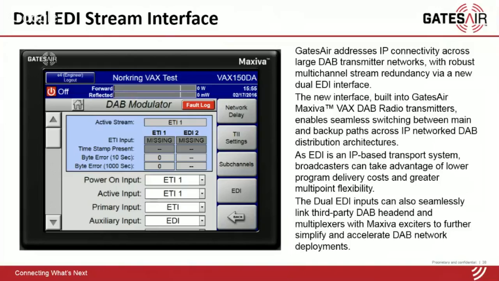One of the big draws of our system right now is our work around the EDI stream interface. I talked about that a few minutes ago. We've addressed the IP connectivity by creating the EDI interface. It's a dual stream interface that allows switching between two EDI streams for redundancy and backup. It is that IP-based transport system that broadcasters are looking for today. It's lower delivery costs and more flexibility, more reliability. These can also be linked into generic EDI, so it can be linked into third-party head-end systems and multiplexers to help roll out DAB.